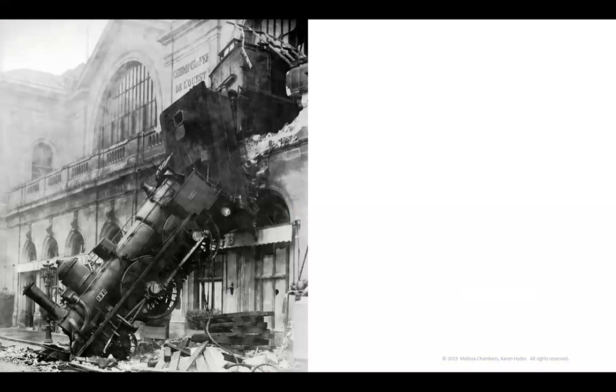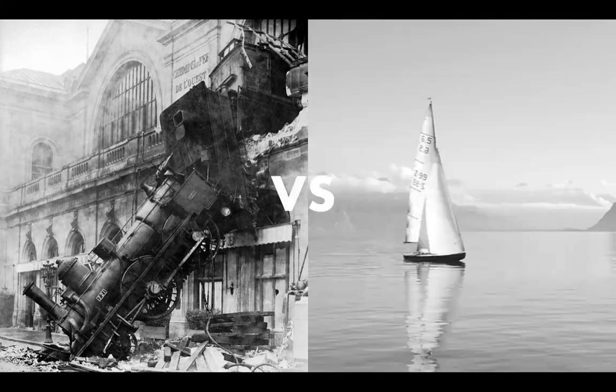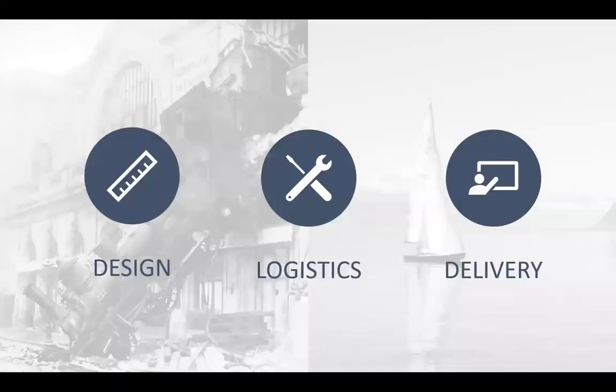And when you don't take the time to properly plan and prepare, it can be the difference between having what feels like a train wreck versus what feels more like smooth sailing. So, in this session, this is really a primer to help you be a more confident sailor. So, we're going to be looking at three important areas: design, logistics, and delivery.